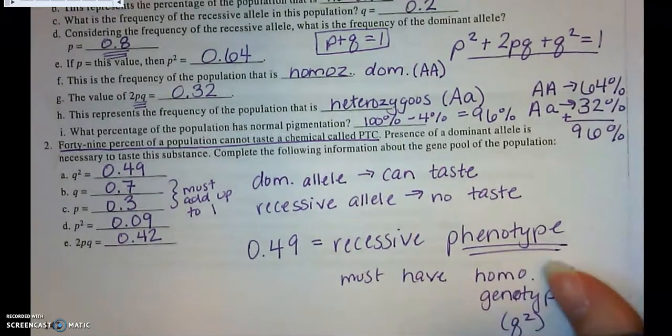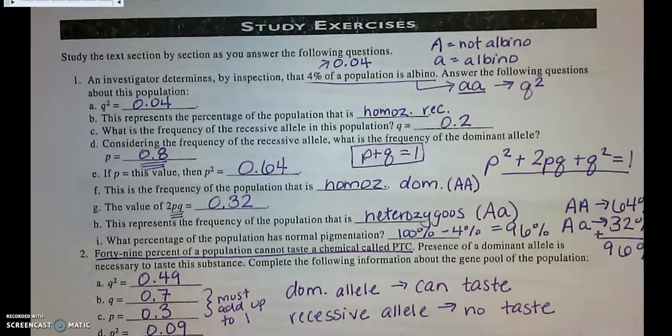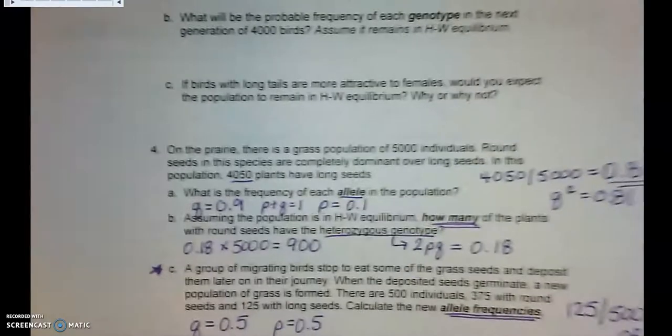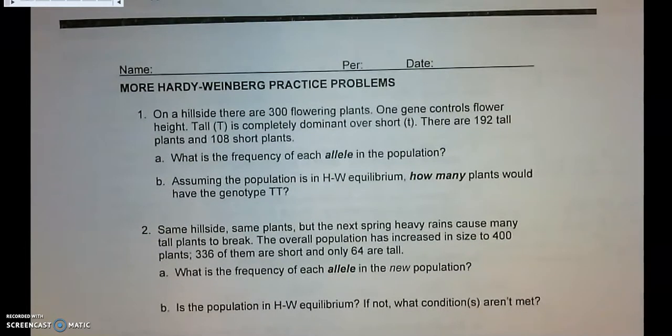Okay, so from here, we started to talk about some other aspects of Hardy-Weinberg, like the genetic drift, bottleneck effect, founder effect, and how does that impact Hardy-Weinberg calculations. So I'm going to switch over to the other worksheet. This is the worksheet called More Hardy-Weinberg Practice Problems.